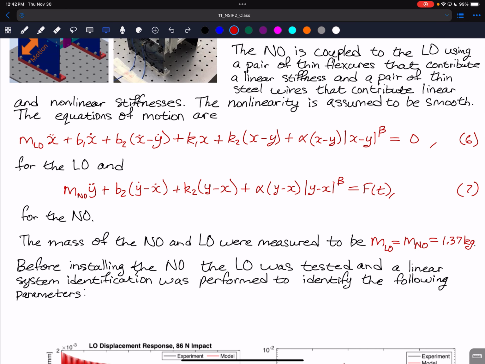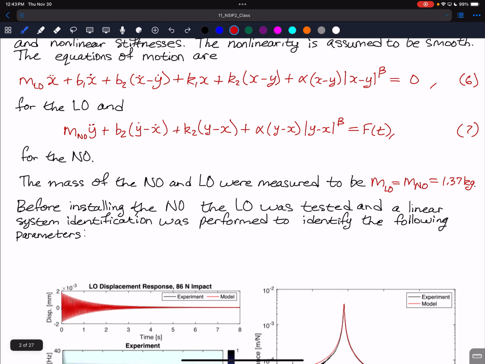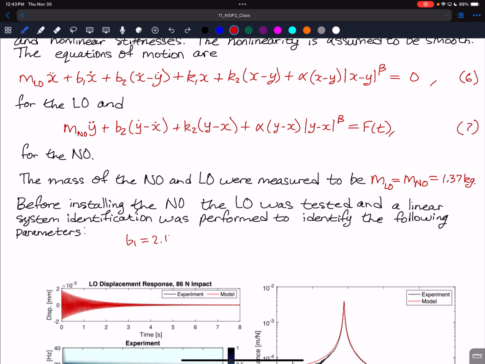All right, so we measured the mass of both of these degrees of freedom, something that can be done rather easily. We then did, before we installed the NO, a linear identification of the LO and identified the following parameters. We found that the linear damping for the LO was 2.177 Newton seconds per meter.